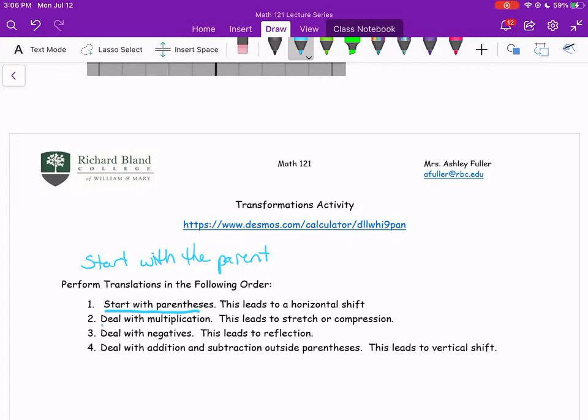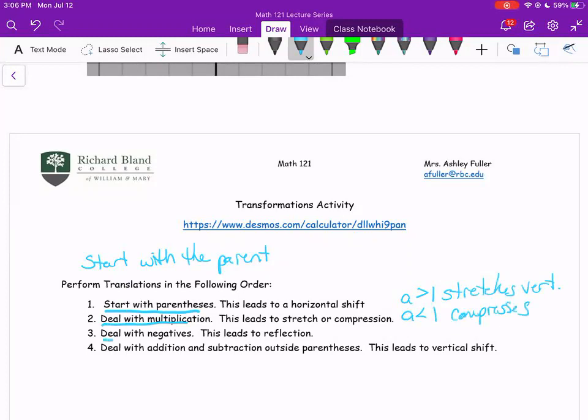We then deal with multiplication outside the parentheses, and that leads to a stretch or a compression. If it is an a value greater than 1, it stretches the graph vertically. And if a is less than 1, it compresses the graph.